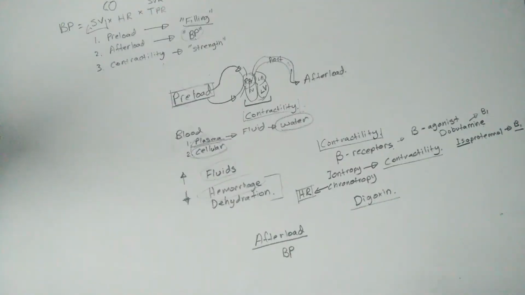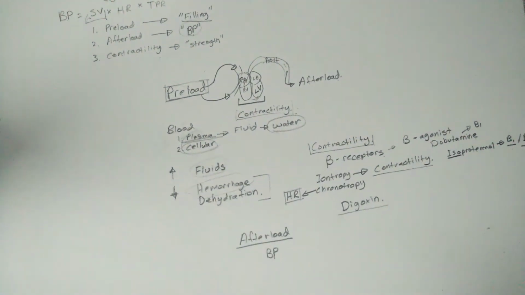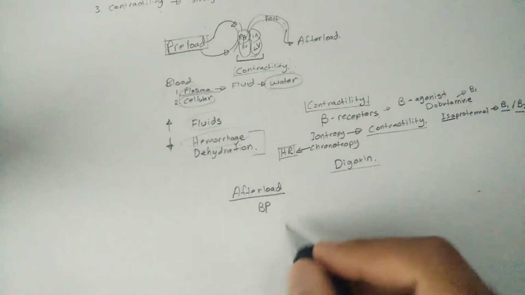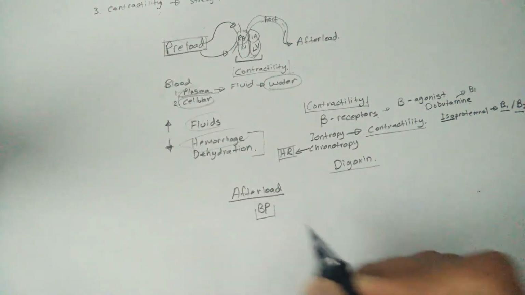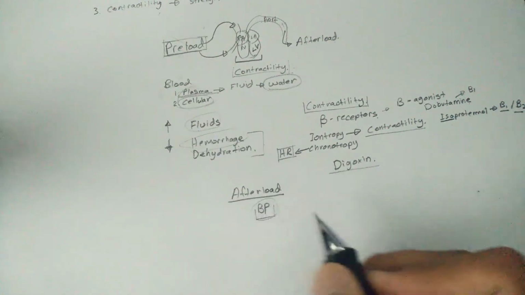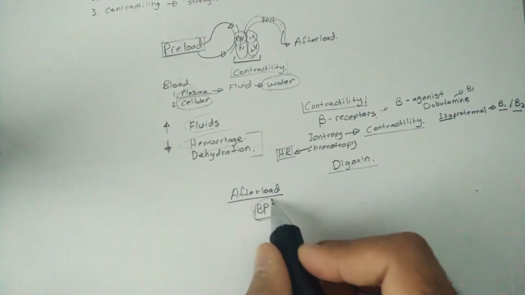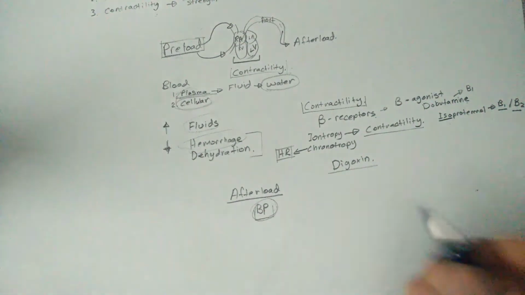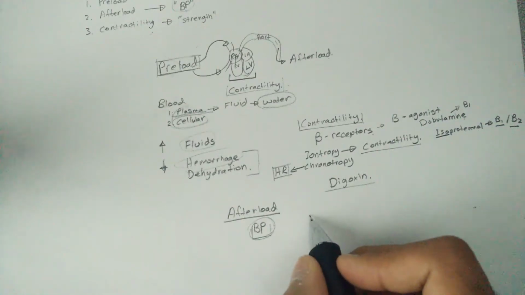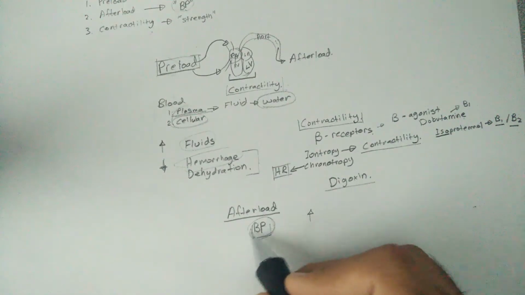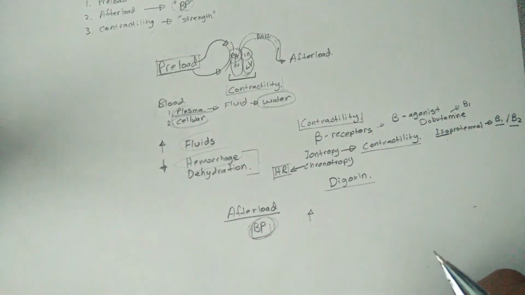Well, so this isn't a good technical definition, but it's an easy way for me to remember, and for when I'm answering test questions, what the heck afterload is. So afterload is basically whatever the heart has to pump against, and what it most commonly has to pump against is a blood pressure. So what increases afterload? Well, anything that's going to increase the blood pressure is going to increase afterload.